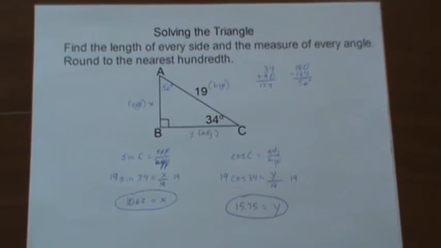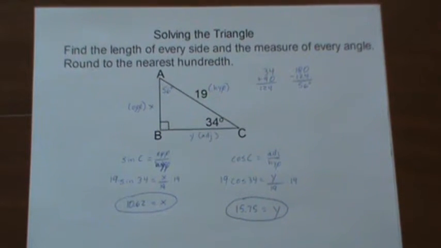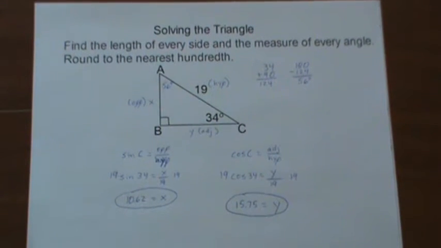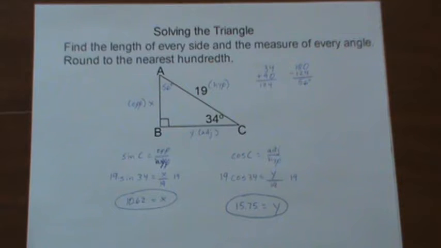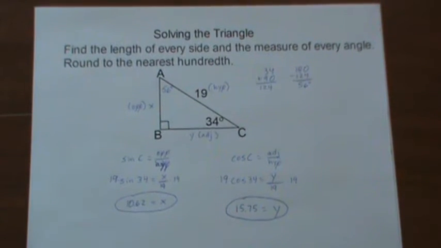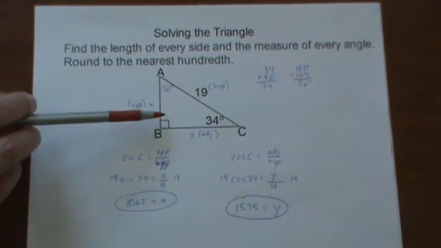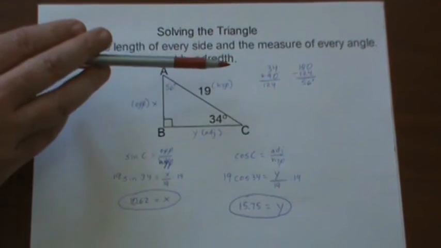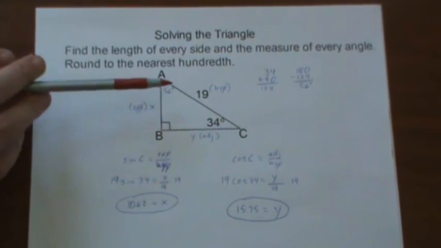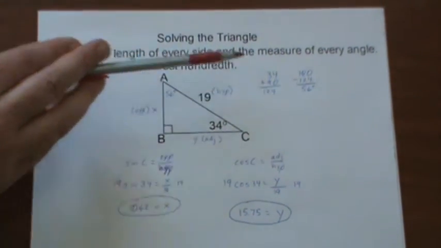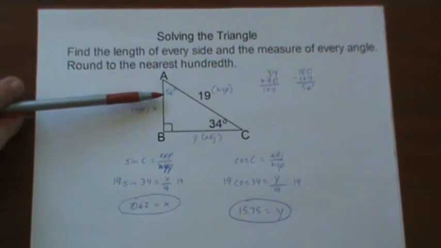So in triangle ABC right here, we were given that the hypotenuse was 19. The measure of angle C was 34 degrees, and we were asked to solve the triangle. So when we solve the triangle, we just find the missing parts. So we already knew that angle B was a right angle. So since angle B is a right angle, 90 plus 34 gives me 124 degrees out of 180 in a triangle. So if I take 180 and subtract 124, that leaves me 56 degrees for angle A.